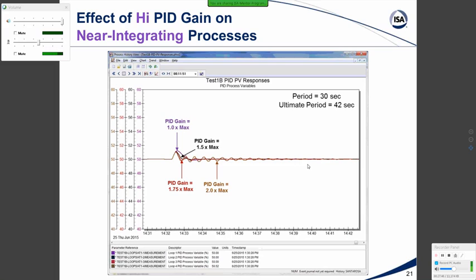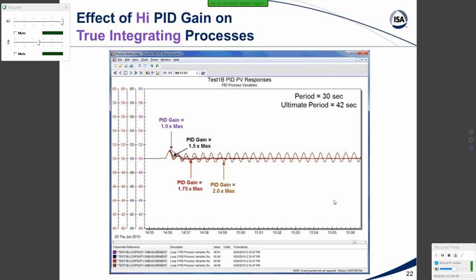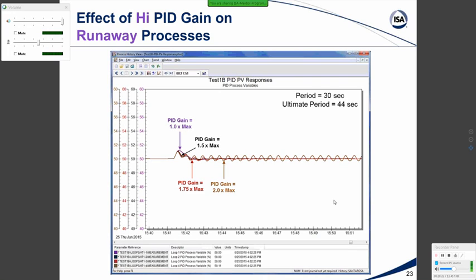Now, the more common thing we think about, and this is what we're taught in control theory textbooks, is that if we have too much gain, we're going to end up with oscillations. And so here we have oscillations that are relatively fast. The period is 30 seconds. The ultimate period is 42 seconds. We see how just doubling the maximum PID gain causes almost sustained oscillations here. This is for near integrating processes, and it gets even worse for true integrating. And the oscillations don't die out at all for runaway processes.